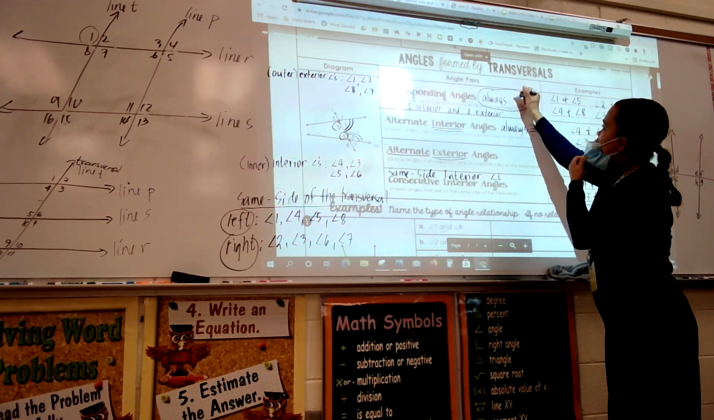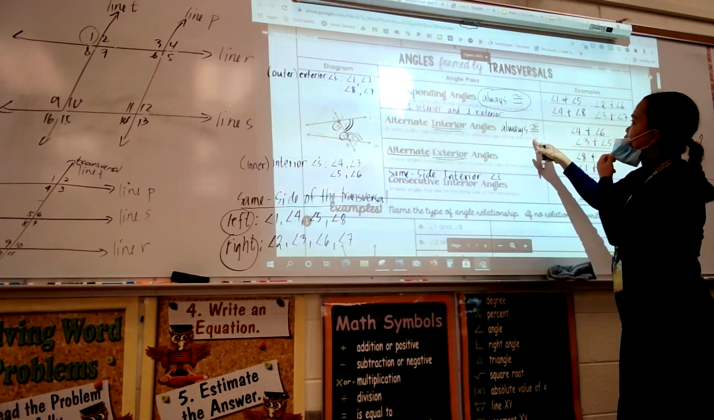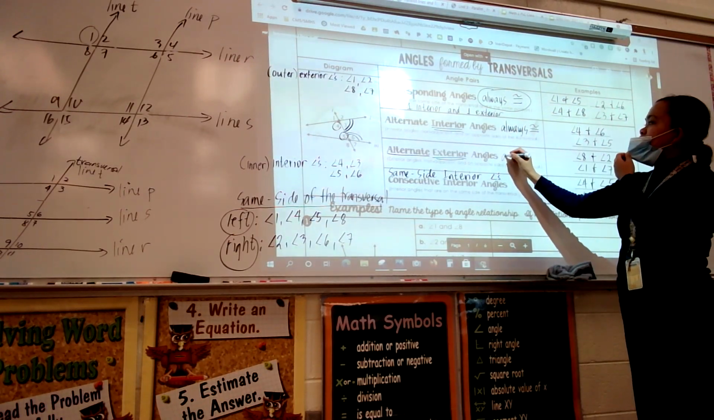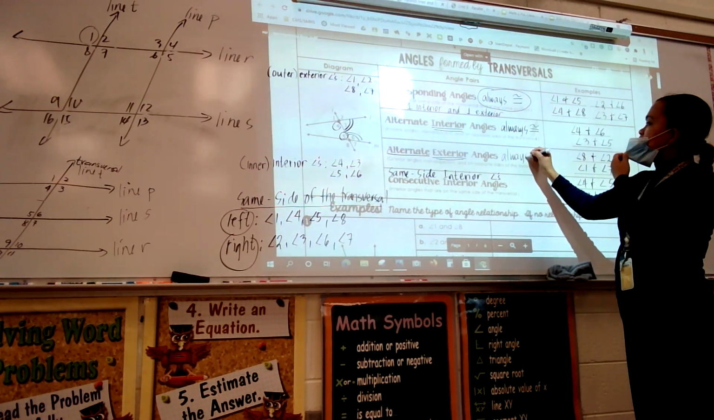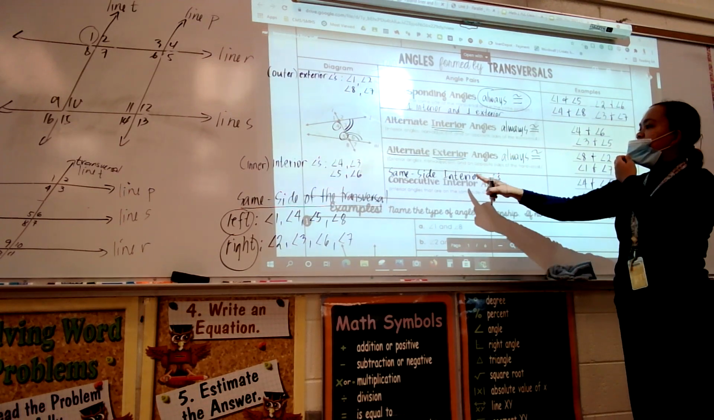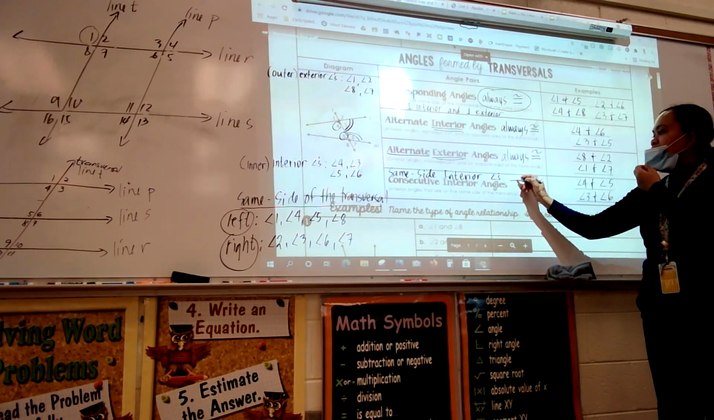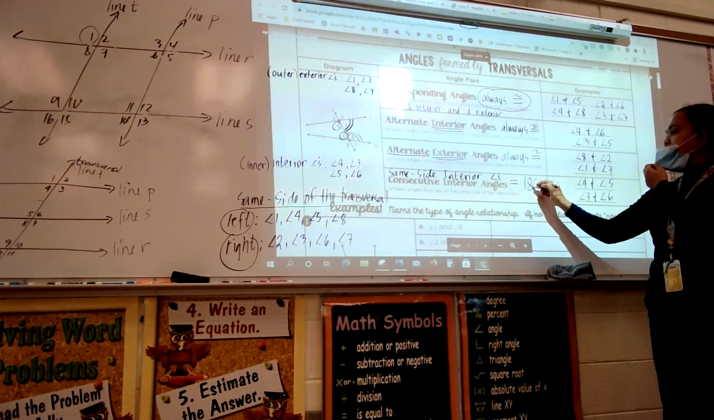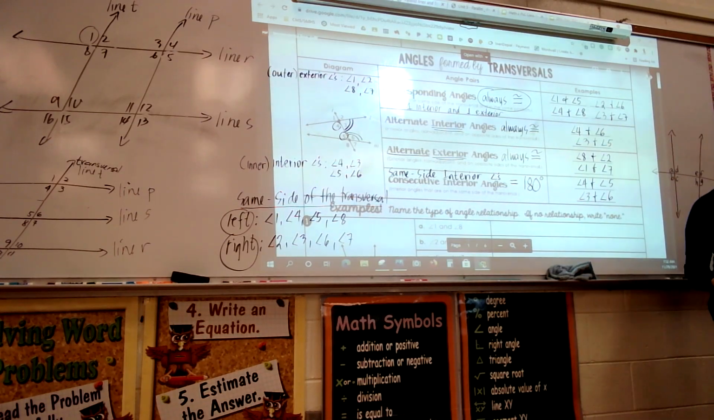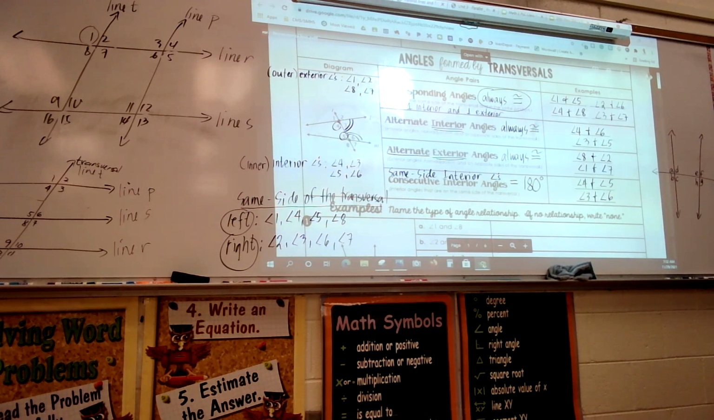My symbol is wrong. Congruent. Sorry. Change that. This is always congruent as well. But this is not. This is always equal to 180. They are the only ones equal to 180. The others are always equal to each other, but consecutive is always equal to 180.